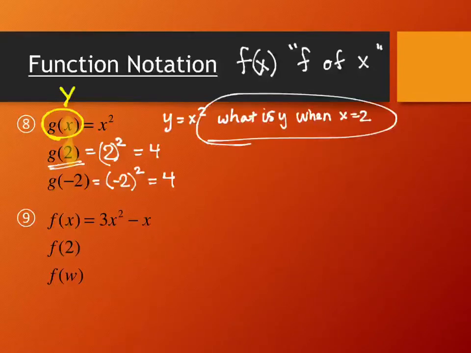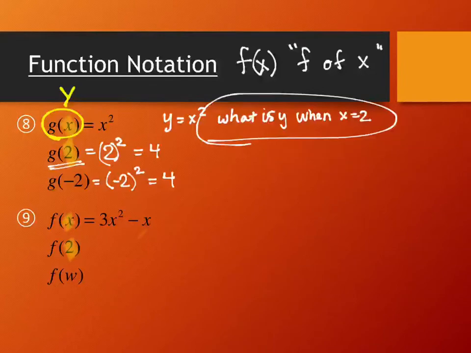It works for other equations too. So you can see on number 9, the equation is 3x squared minus x. One of the big differences you'll notice between 9 and 8 is that the x is there in the equation twice instead of just once. All that means for us is that when I do the replacement, I replace every x with the value. Again, I'm using the number 2 here.